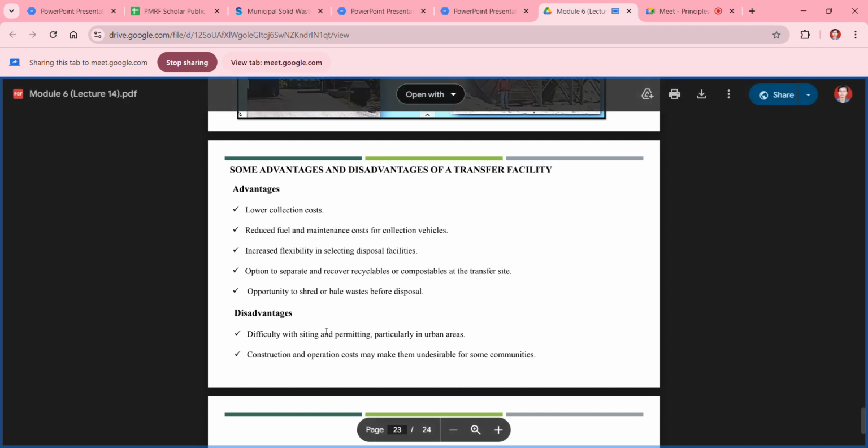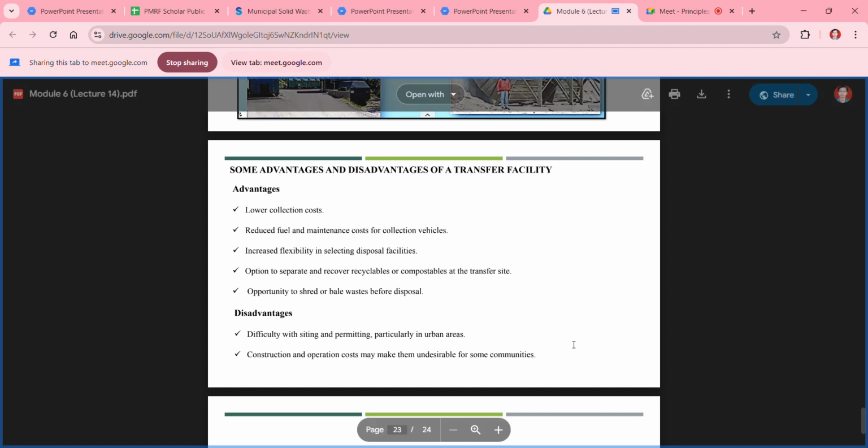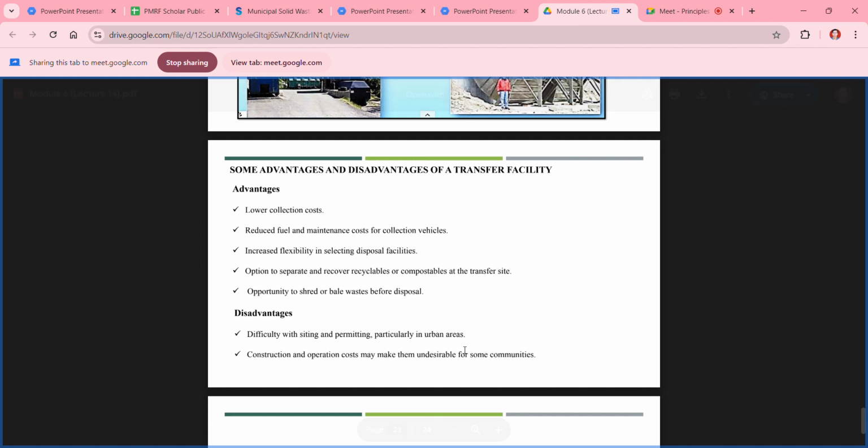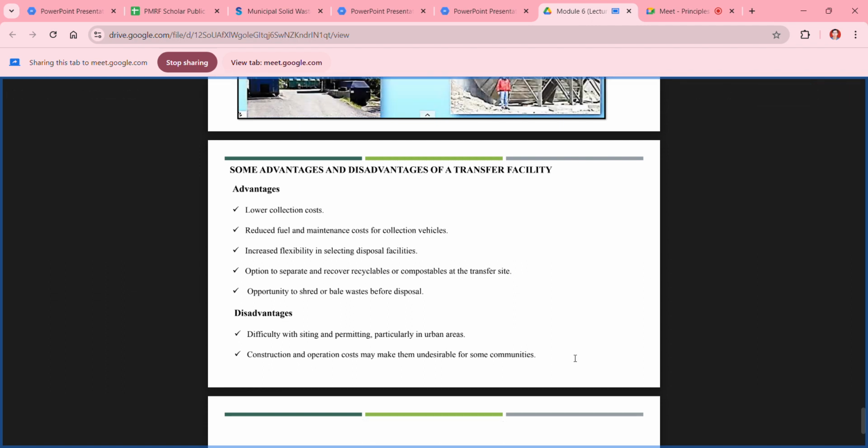Okay, then disadvantages. There are some disadvantages also for a transfer station, like difficulty with siting and permitting, particularly in urban areas. In urban areas you can't make a transfer station in a very highly densely populated area, so you have to see the particular place to make a transfer station, because it will create some odor and health hazard problems in the surroundings also, so you have to choose the place very carefully for that transfer station.